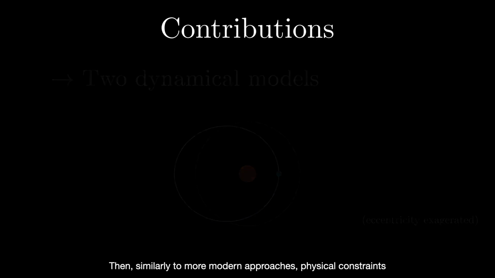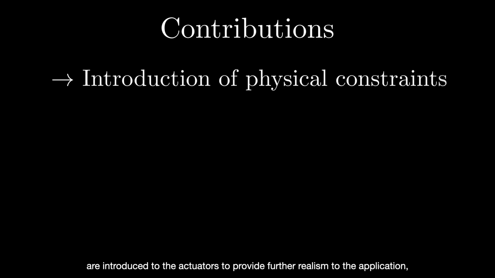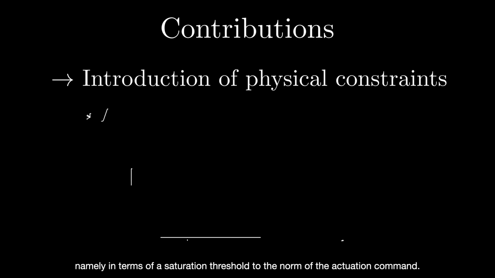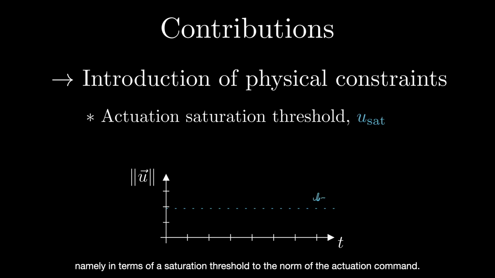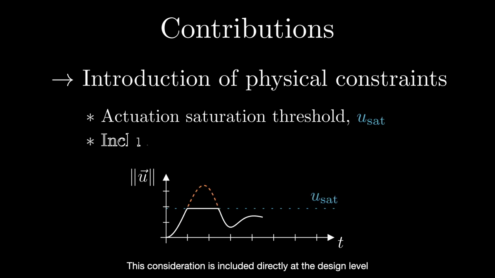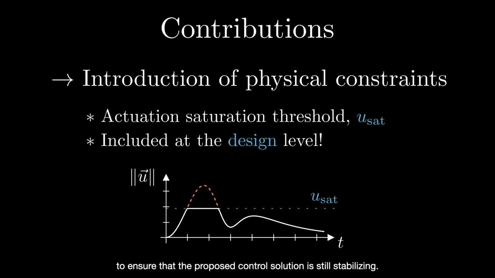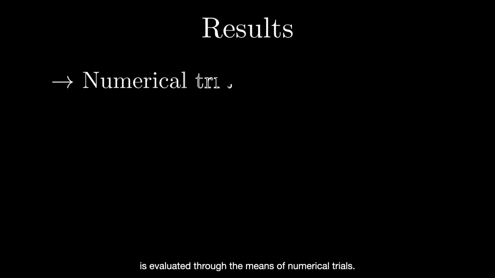Then, similarly to more modern approaches, physical constraints are introduced to the actuators to provide further realism to the application, namely in terms of a saturation threshold to the norm of the actuation command. This consideration is included directly at the design level to ensure that the proposed control solution is still stabilizing. In turn, this novel orbital station-keeping control package is evaluated through the means of numerical trials.